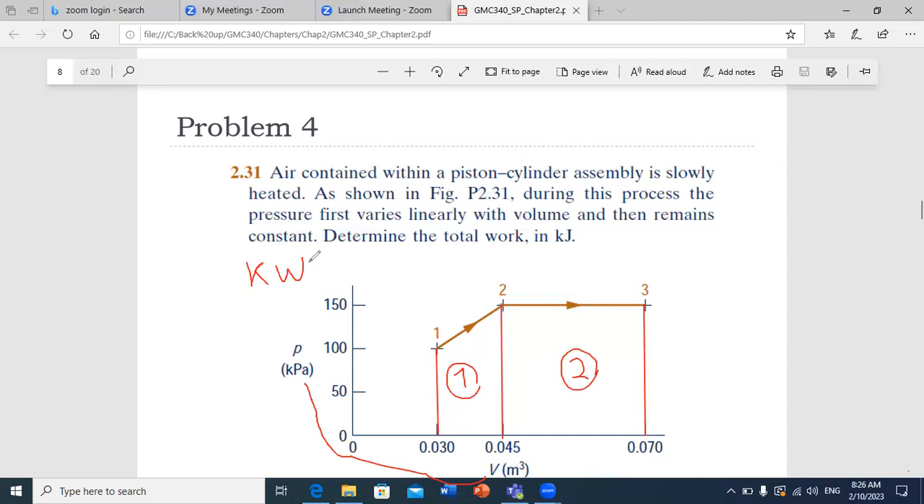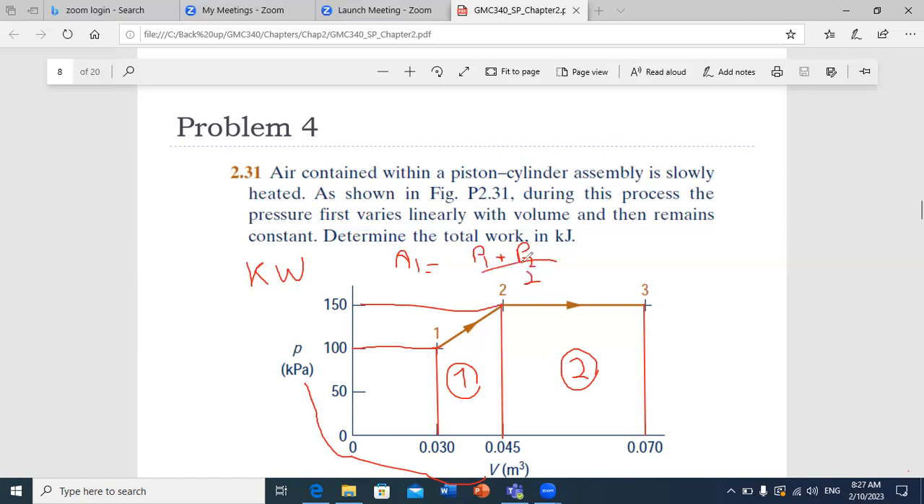Now, as a value for area 1, to compute area 1, it's the average base as we said. So you have the pressure here, P1 is 100, P2 is 150. So you just have to apply P1 plus P2 over 2, which is here 125.